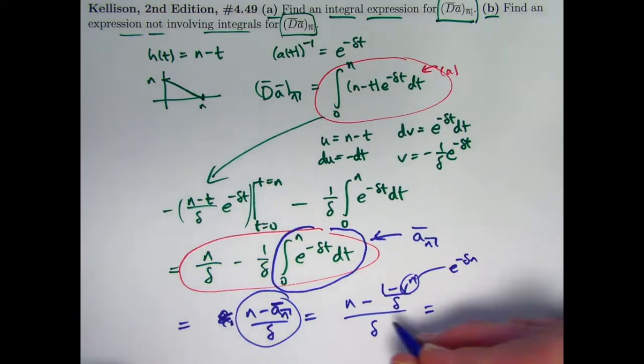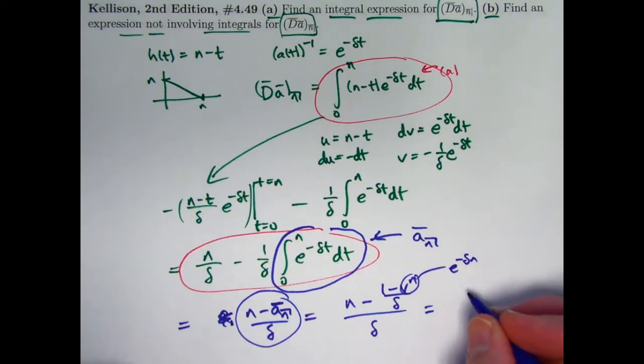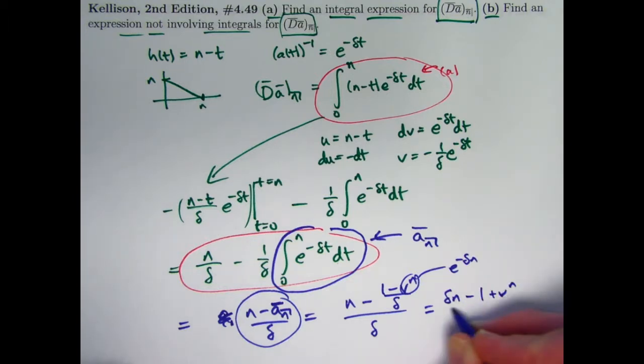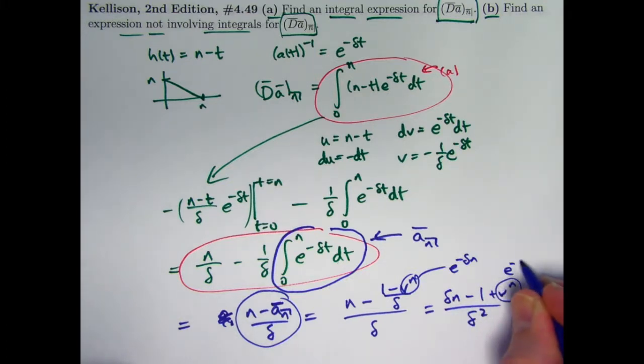You can also subtract the fractions on top by getting a common denominator. You can write delta times n minus 1 plus v to the n over delta on top, and then we also have a delta on the bottom, so we get a delta squared. Again, this is e to the negative delta n. That could be written that way. Various ways to write this. Any of these, conceivably, based on how the problem is stated, it could be thought of as being an answer.